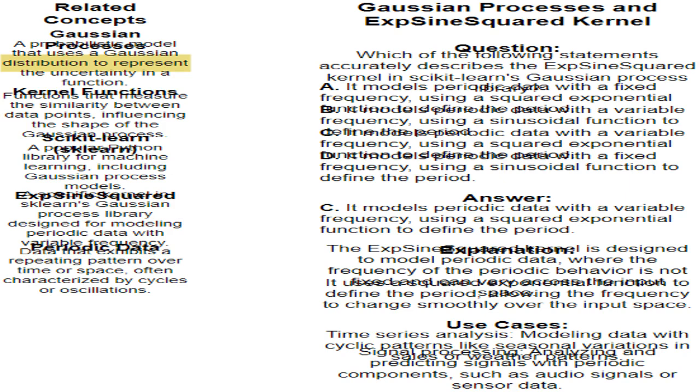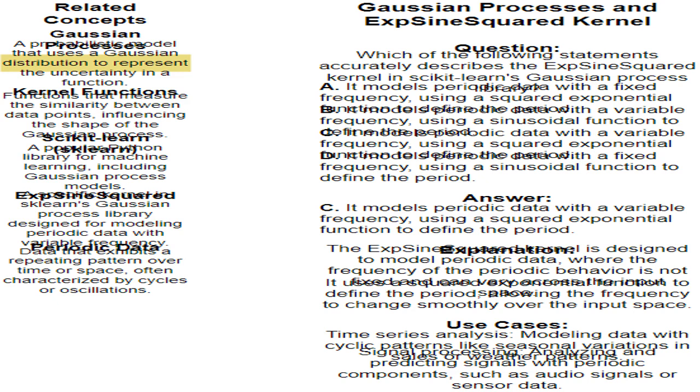Gaussian process. A probabilistic model that uses a Gaussian distribution to represent the uncertainty in a function. Imagine you are trying to predict the temperature in a city over the next week. A Gaussian process could be used to model the temperature as a function of time, taking into account the inherent uncertainty in the prediction. The model would provide a distribution of possible temperatures for each day, reflecting the confidence in the prediction.